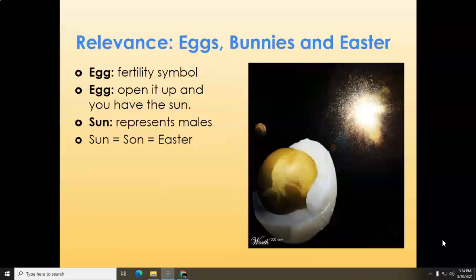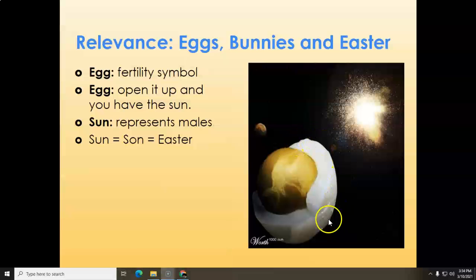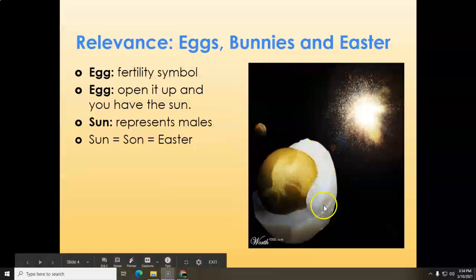And here we have this absolutely fantastic graphic of the yolk and the white, hard-boiled of course, so it looks like clouds, and it's sailing through space towards the sun.